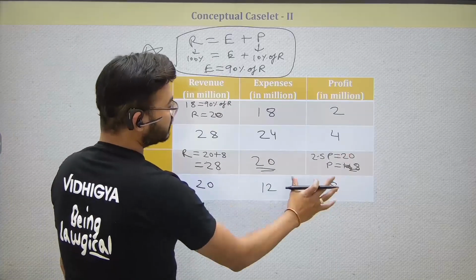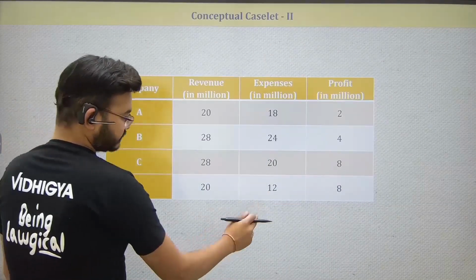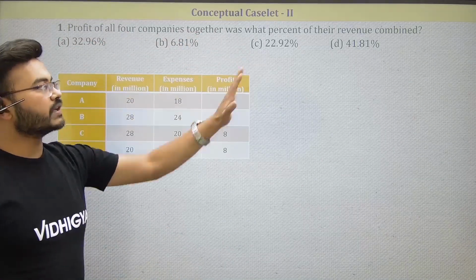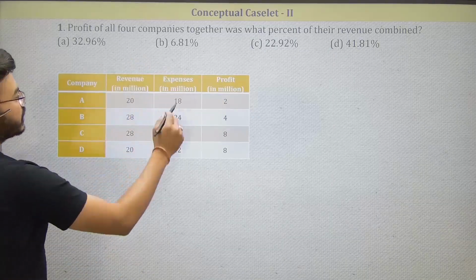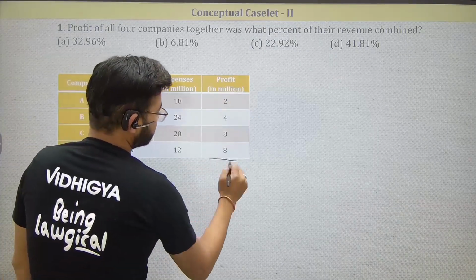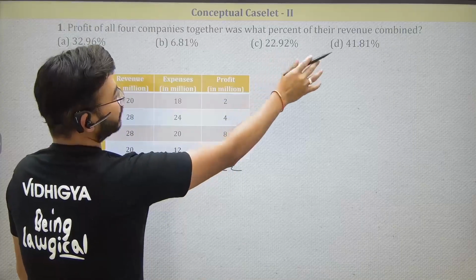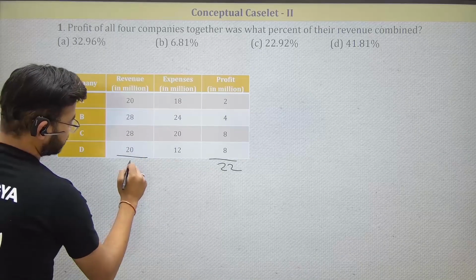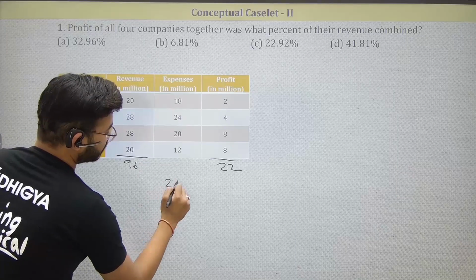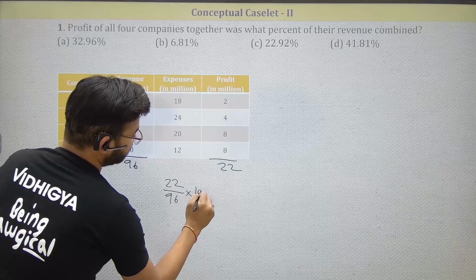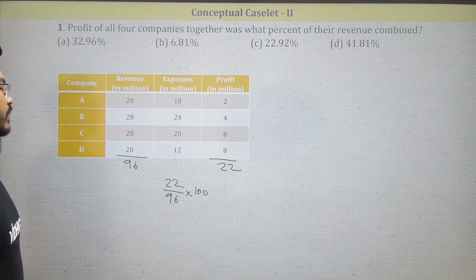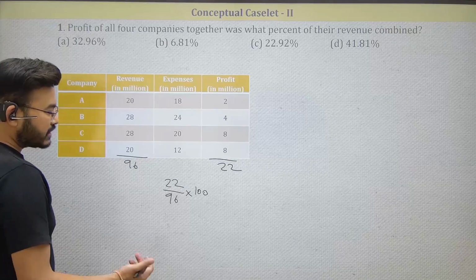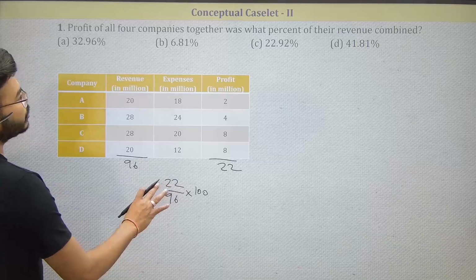So we got this particular table. So profit of all four companies together was what percent of their revenue combined? Simply add this, so you get this as 22. Then simply calculate the revenue. It becomes 80, 88, 88 plus 8, so this is 96. So we are asked 22 by 96 into 100. You can approximate it as somewhere around 22% only.